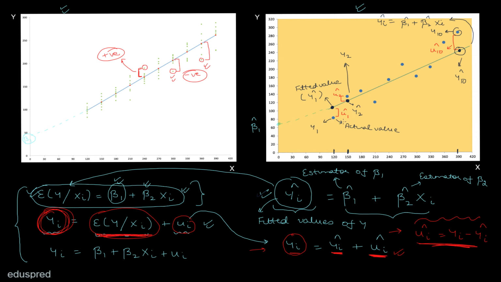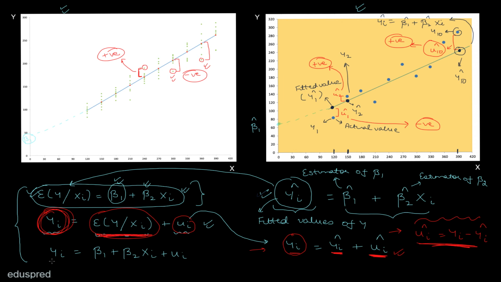So for example, this U1 hat that we have over here is going to be negative because Y1 is less than Y1 hat. This U2 hat that I have written over here is going to be positive because the actual Y value is above the fitted Y value. Similarly, this U10 hat is also going to be a positive number because the actual Y value is above the fitted Y value. Okay, so I hope this much is clear.